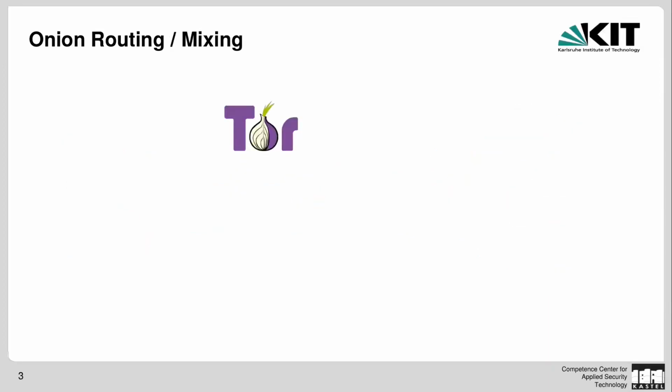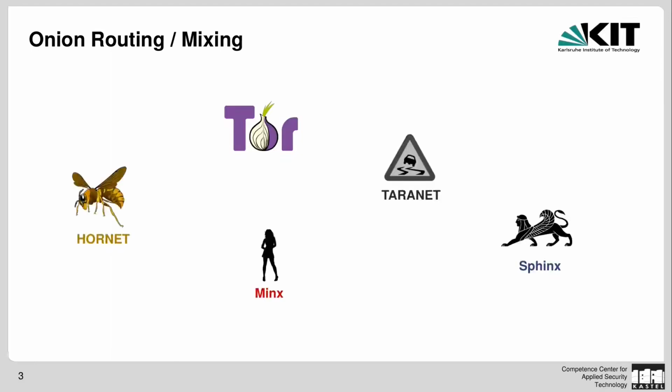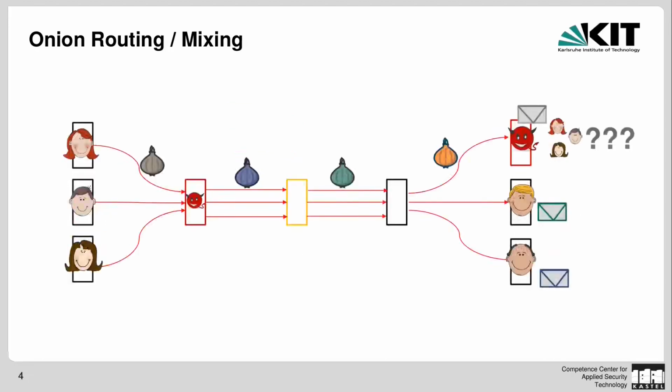Now, Tor is the most popular example that uses this underlying technique, but there are more onion routing and mix networks that use the same idea, and I especially show you these four because they have a formal privacy proof. However, we were able to find an attack on these systems that allows a colluding first relay and receiver to identify the sender and even learn part of the message.